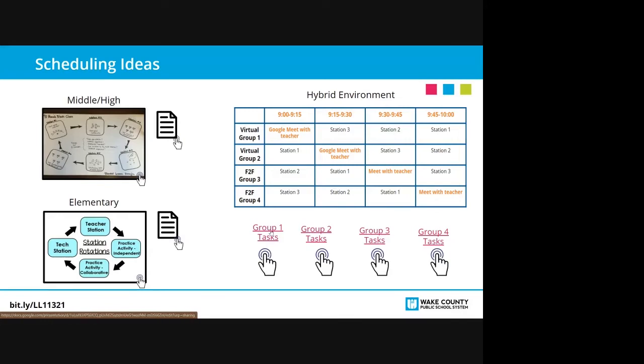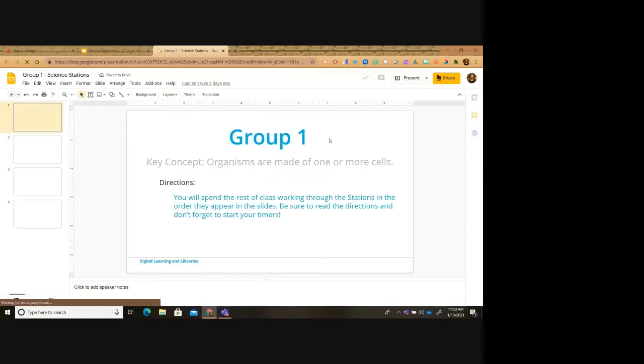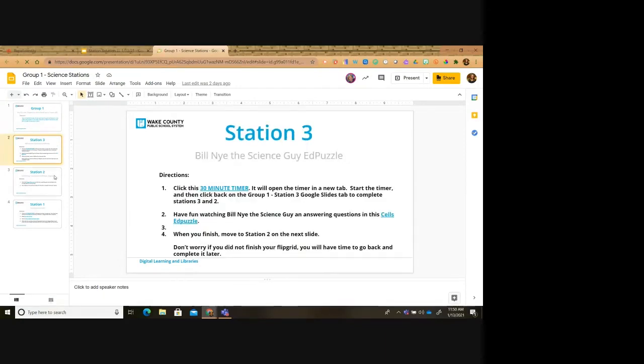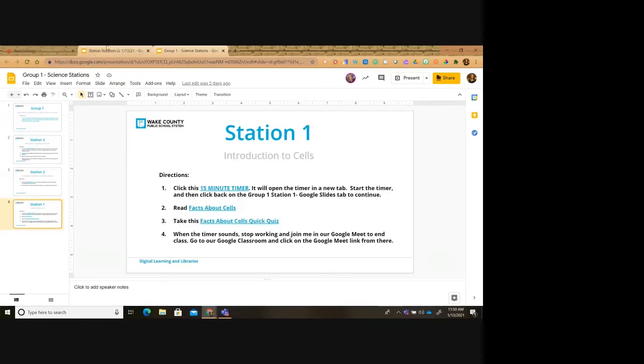And so I'm just going to click on 2 here and show you the slight differences. So with virtual group 1, they're going to meet with the teacher first and then continue through activities in station 3, 2, and 1. And what that might look like is instructions here to meet with the teacher first. And then the teacher would tell them, go ahead and set your timers and move on to station 3, then rotate to 2, and then this instructs them to go to station 1.